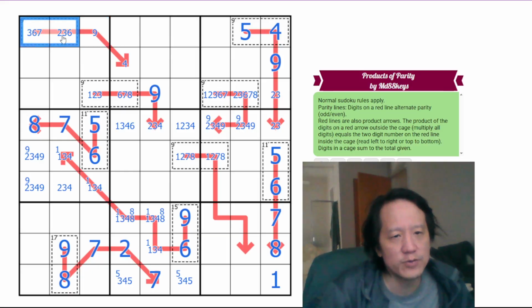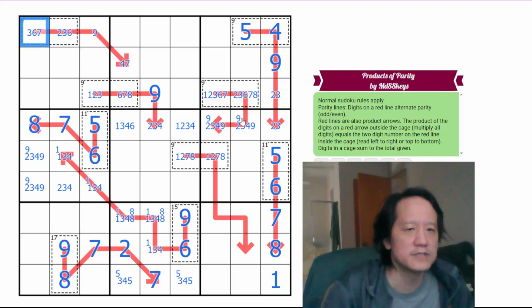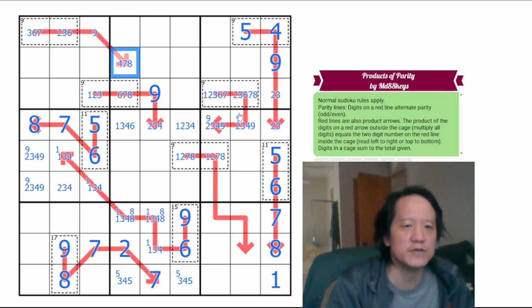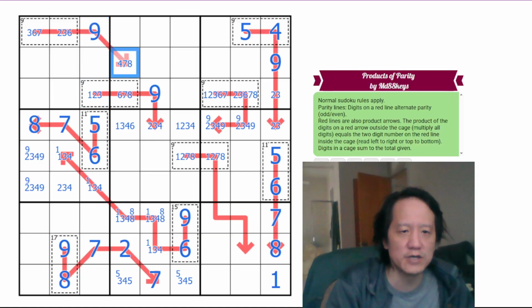63 would have to be 7 and 9 to multiply together. So this is 7 with 9. And 72 would have to be 9 and 8 as 2 digits. And this has to be 9 here. So this is guaranteed to be 9 also.